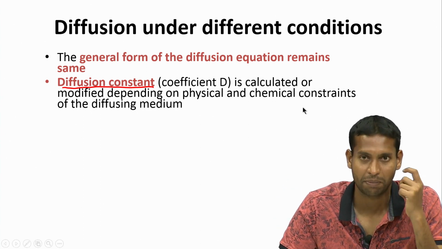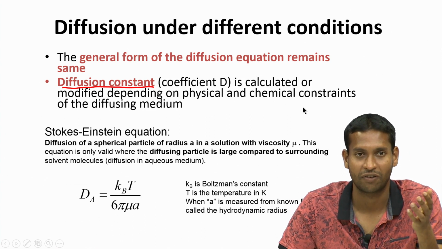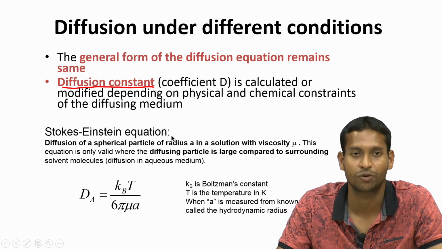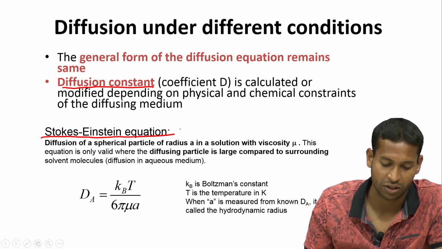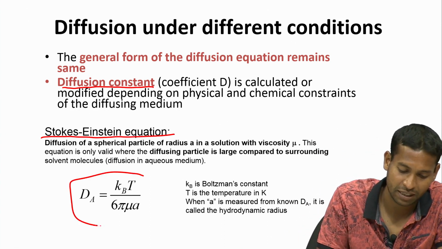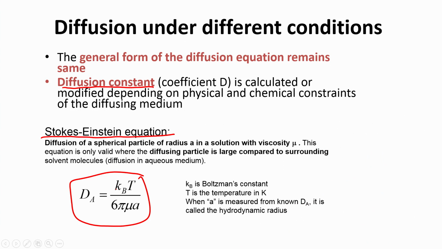The same thing applies for several other factors. If I define this using the Stokes-Einstein equation, which is used for defining the diffusion coefficient of a solute, it essentially boils down to this, where Kb is the Boltzmann constant, T is the temperature in Kelvin, mu is the viscosity of the medium, and finally A is the hydrodynamic radius of the solute molecule.